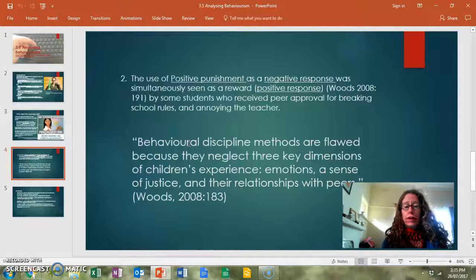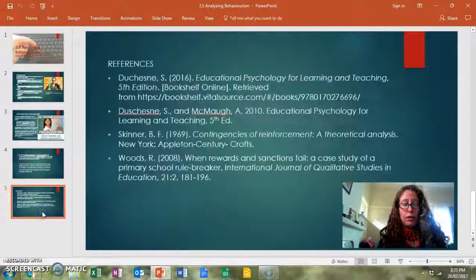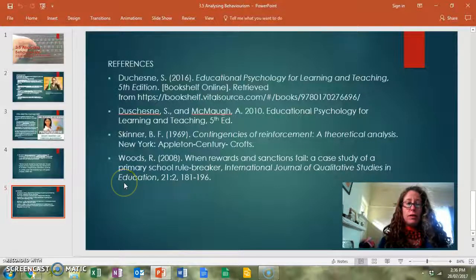And while they were doing that, they were getting kudos from their peers, which was a reward, a positive response from their peers, because they were riling the teacher and scoring brownie points. So I found a good comparison with Woods's experience.